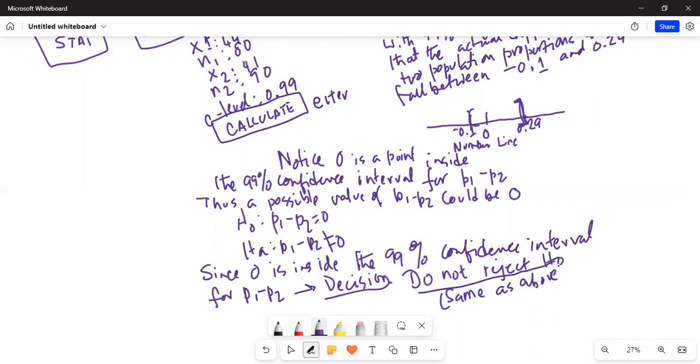So bottom line, whether you calculate the confidence interval or you do the two-prop z-test, you reach the same conclusion, that is at alpha equal to 0.01, there is not enough evidence to support the alternate, which is P1 minus P2 greater than 0. Because you do not reject the null hypothesis, therefore you do not support the alternate hypothesis.